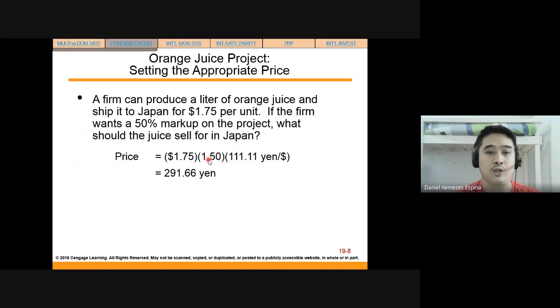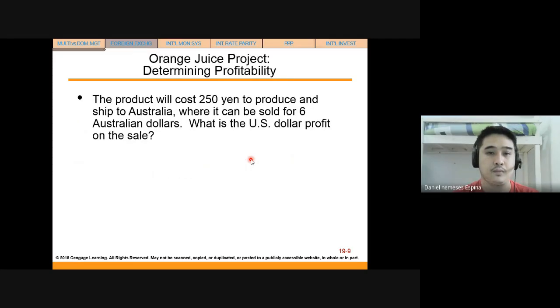So that's the sales price. Now we have to translate or convert it into yen. The equivalent of $1 is 111.11 yen. So the result of this times the yen per dollar. So the price that will be set in Japan is 291.66 yen.